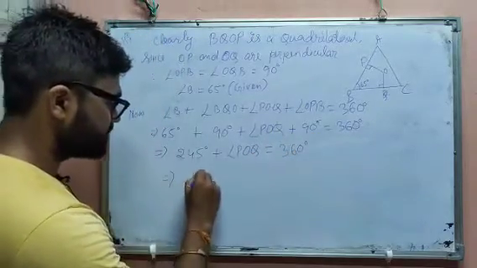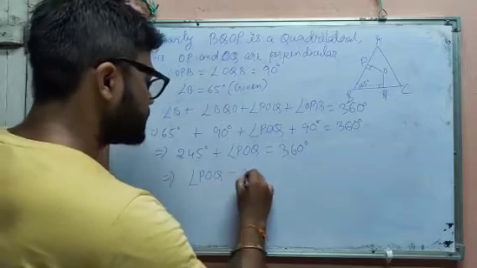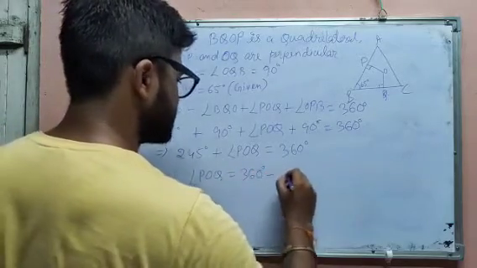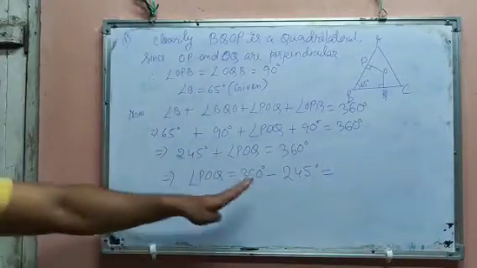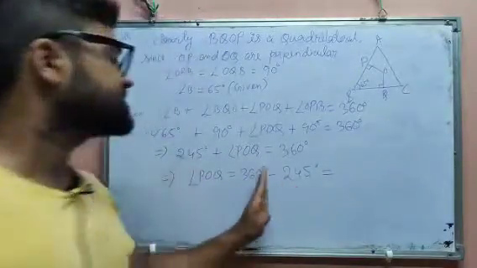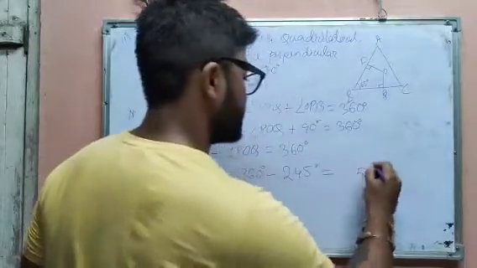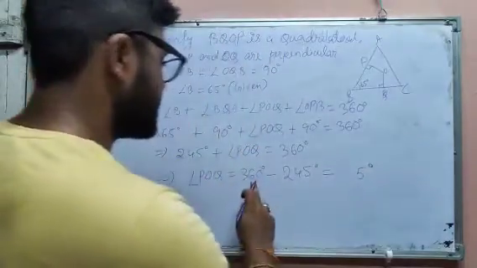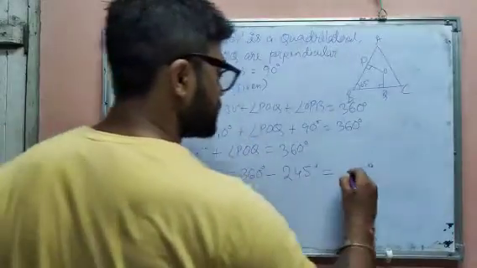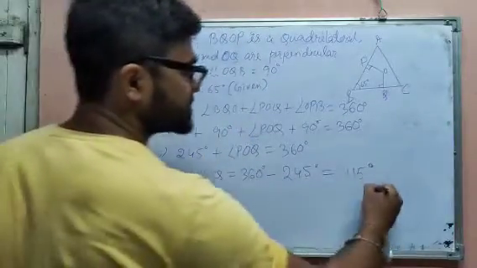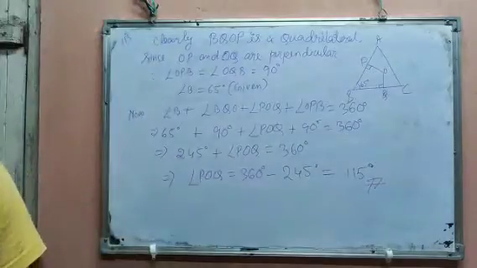And angle POQ equals 360 degrees minus 245 degrees. Subtracting, we get 115 degrees, which is our required answer. We are asked to find this only.